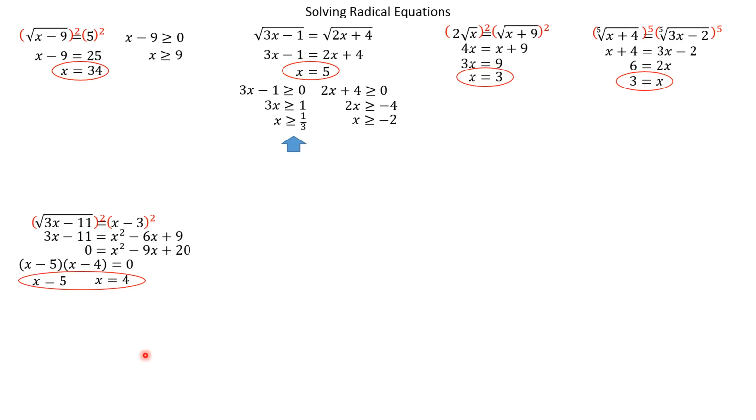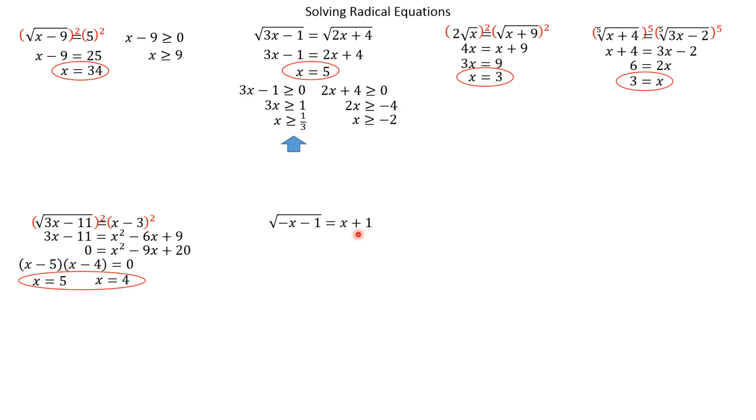So this is one of the occasions where they both actually end up working, which is fine, and it will happen. It's just not as common. So let's look at another one like this. The square root of negative x minus 1 equals x plus 1.